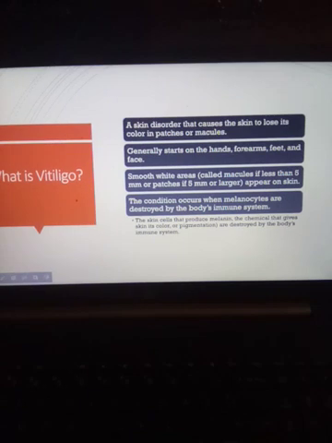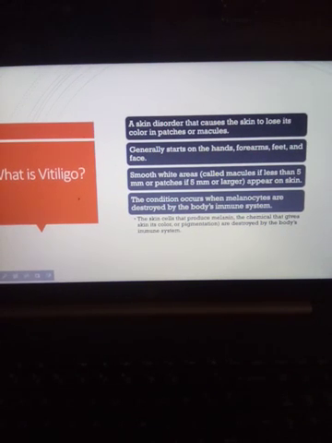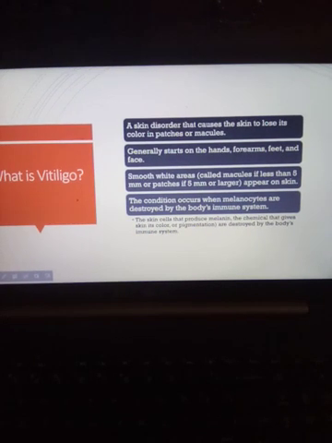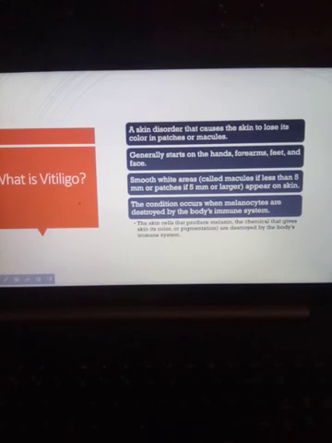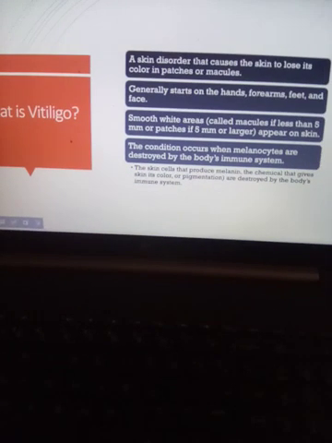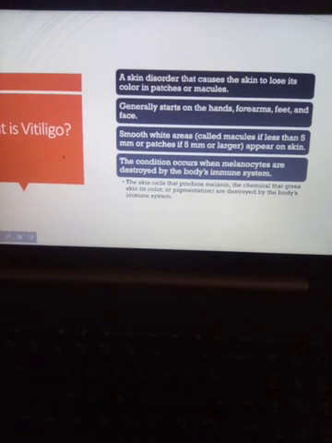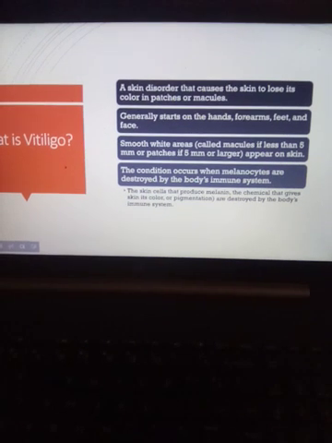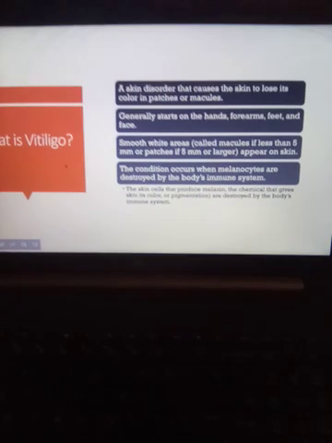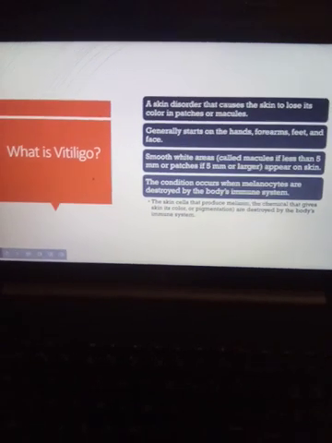The condition occurs when the melanocytes are destroyed by the body's immune system. The skin cells that produce melanin, which is a chemical that gives skin its color or pigmentation, are destroyed by the body's immune system. So it is a disorder that attacks the immune system, and the cells that produce the skin color are attacked. So it will result in white patches on your skin. And if you're darker skin colored, then it's going to be more prominent than if you're lighter skin colored.